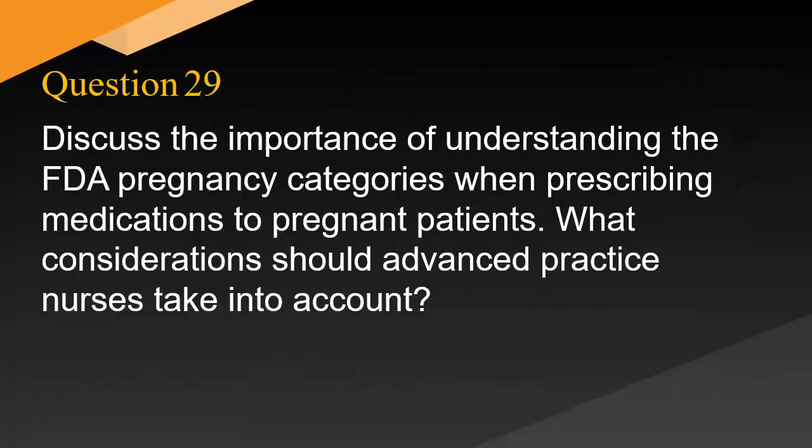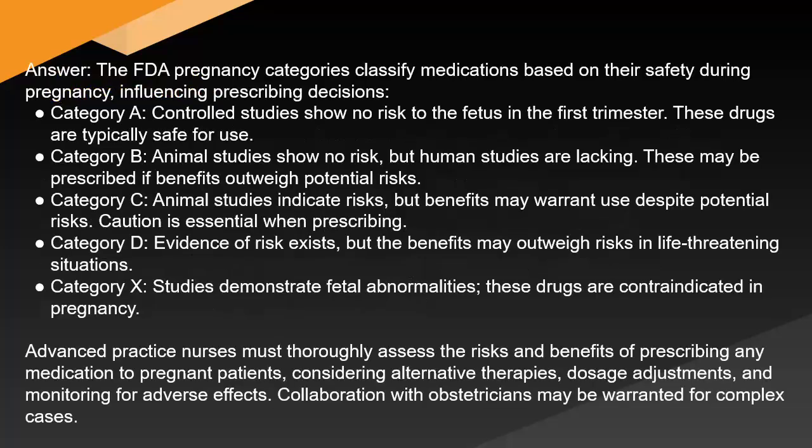Discuss the importance of understanding the FDA pregnancy categories when prescribing medications to pregnant patients. What considerations should advanced practice nurses take into account? Answer: The FDA pregnancy categories classify medications based on their safety during pregnancy, influencing prescribing decisions. Category A: controlled studies show no risk to the fetus in the first trimester. These drugs are typically safe for use.